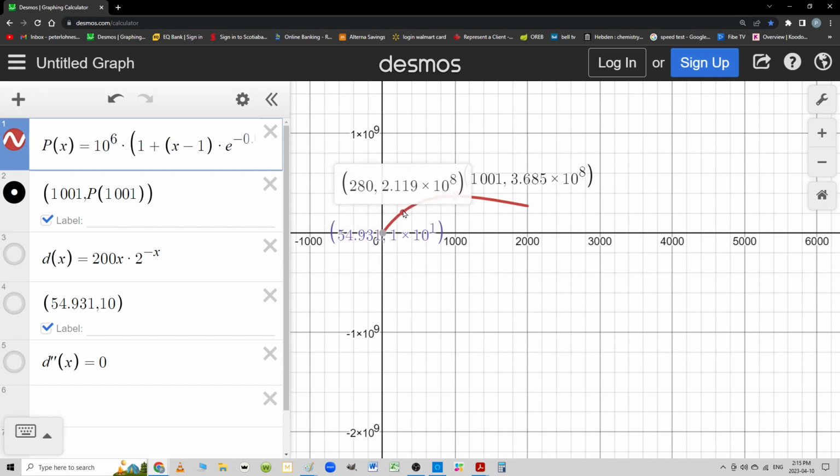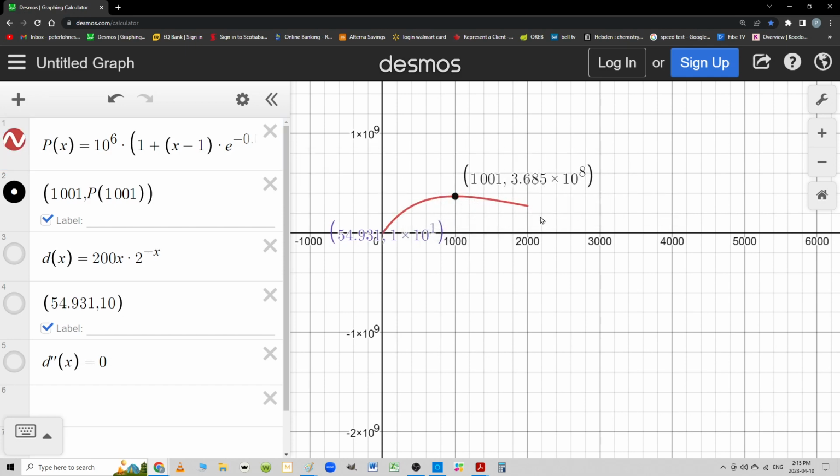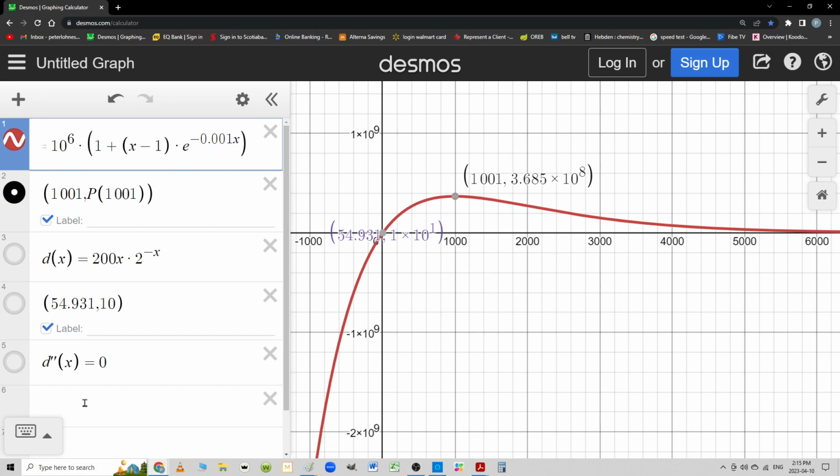You'll notice that their profit goes up, and then at 1,001 units, it starts going down. That is not a point of inflection. The curve is going down, down, down, down, down, down to there. The point of inflection actually occurs later. And I probably should have taken second derivative just to show you how to find the point of inflection.